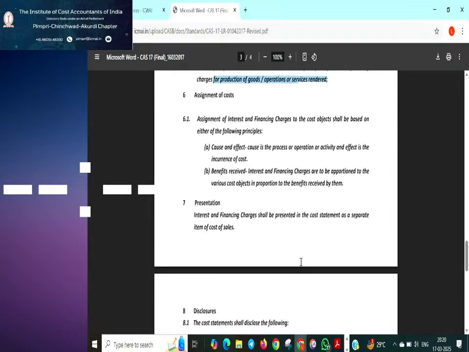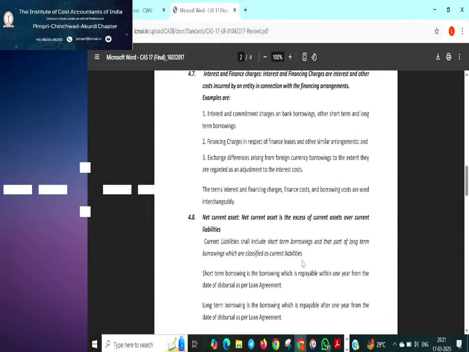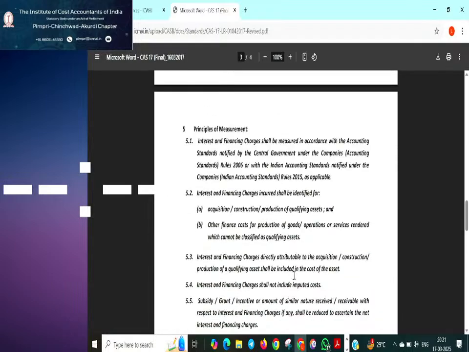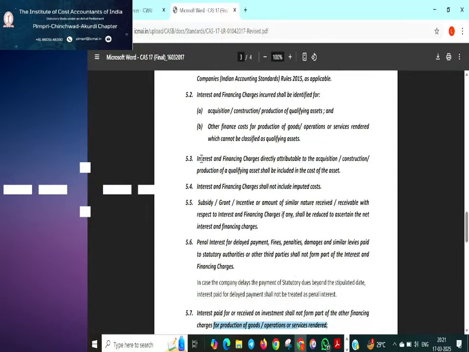So this is all about finance. Under finance cost, this particular thing is very, very important: interest and financing charges which are directly attributable to acquisition, construction or production of a qualifying asset shall be included in the cost of the asset. This is an important thing that you have got to note.